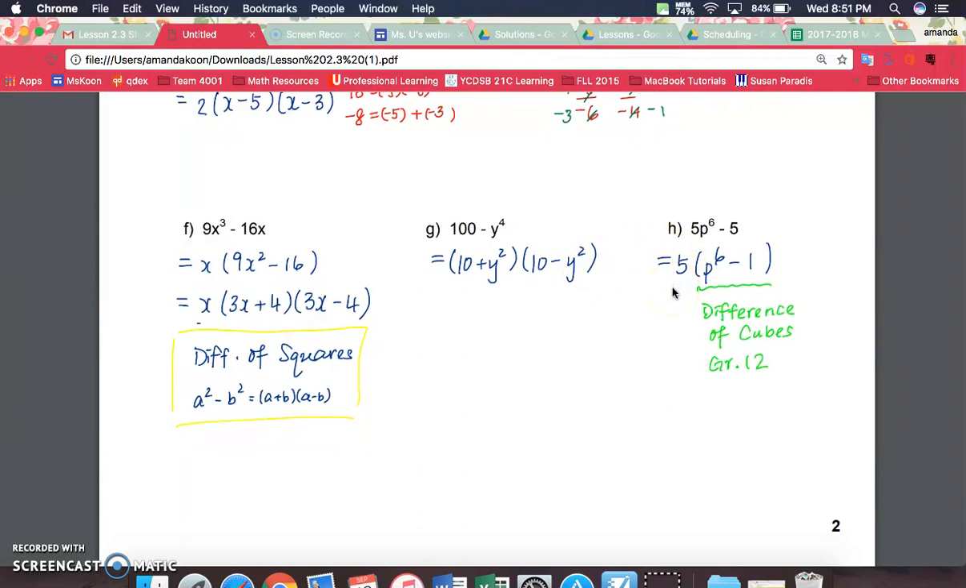Then in part H, I can see that obviously 5 is a common factor. Factor that out. And then you're left with p to the power of 6 minus 1. Sometimes a pattern like this is called a difference of cubes that can be factored further. But in grade 11, you can leave your answer like that, and you will learn about that rule more in grade 12.